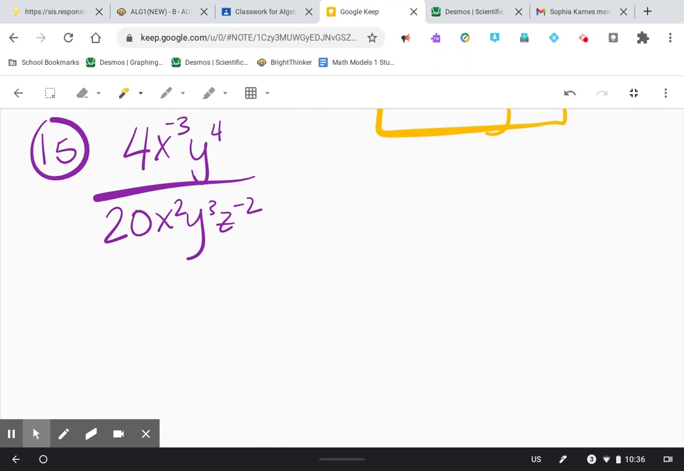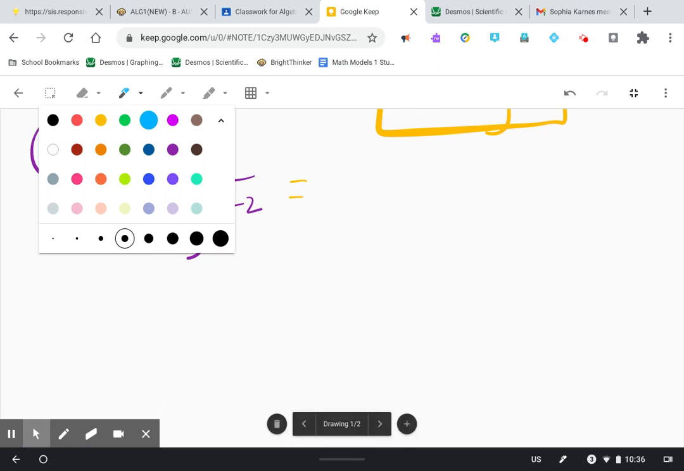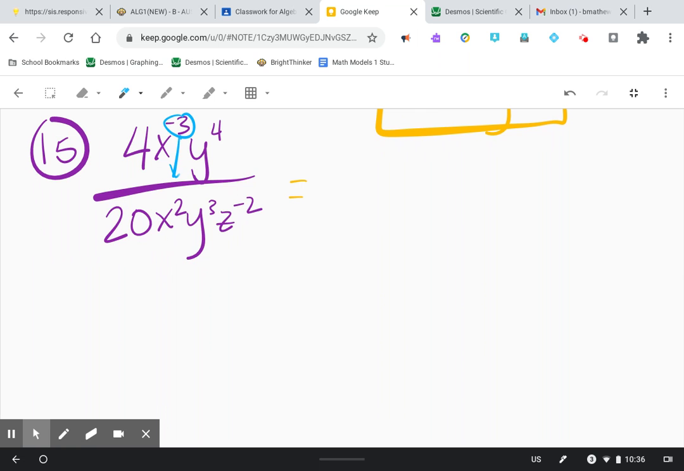All right, and then we're on to our last problem. So lots of negative exponents here. Let's go ahead and deal with all of the negative exponents at the very beginning of the problem. So we're going to move everything around. We're going to move this down here. We're going to move this up here, and then we'll see what we get.